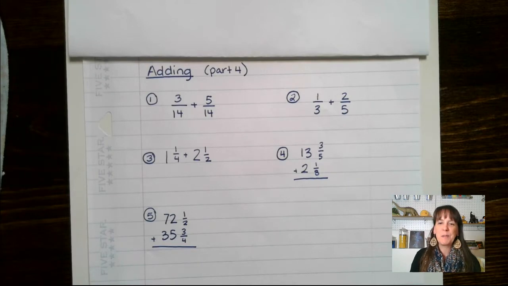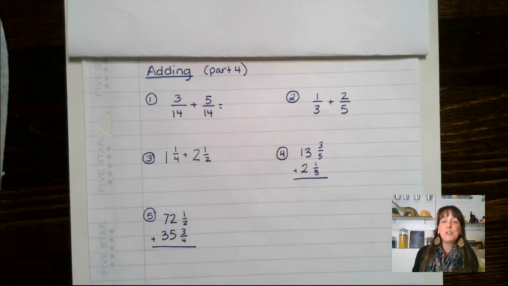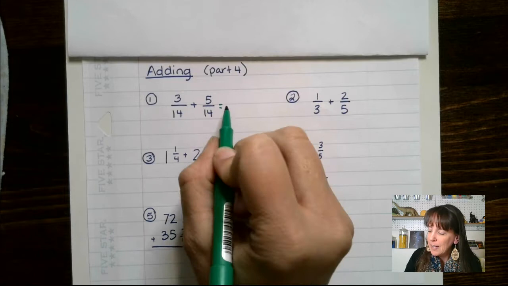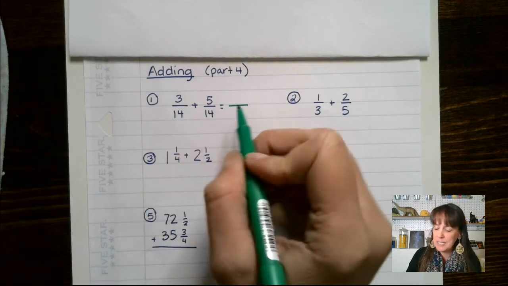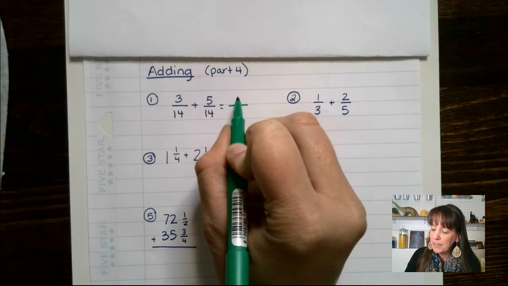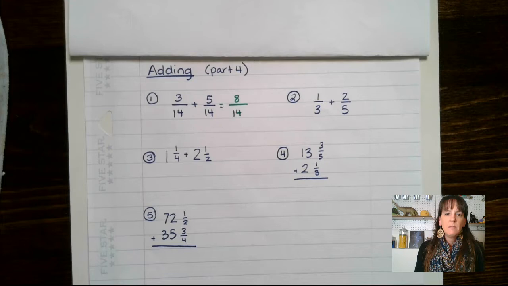All right, folks, we're going to do a quick refresh on adding fractions. Now, when we are adding fractions, we need our denominators to be the same. It's called common denominator. Okay, so in this case, we have 3 14ths plus 5 14ths. We end up with 8 14ths. Okay, but what happens when we don't have a common denominator?